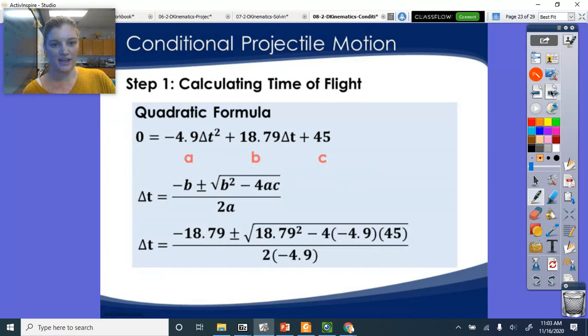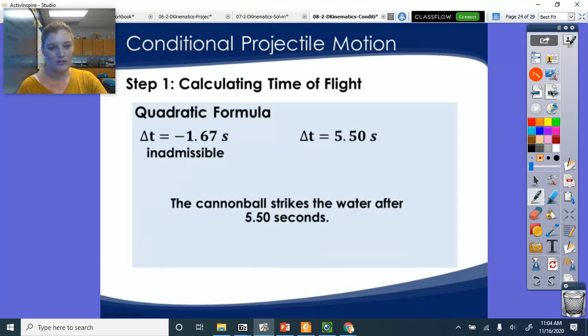Then when I do that, I can plug it in. Negative b plus or minus the square root of b squared minus 4ac all over 2a. It's a very useful equation. This song is very helpful. So when I solve for that, I'm going to get 2 different numbers. Remember, we don't do negative time. Inadmissible feels like a really big word. We just don't use it. We can't do time negative.